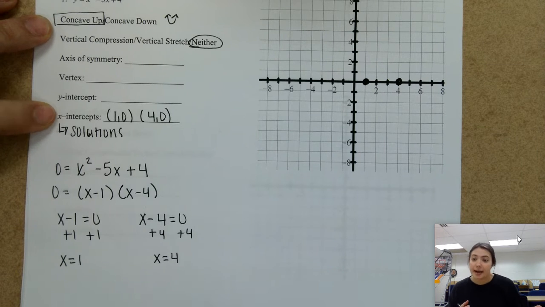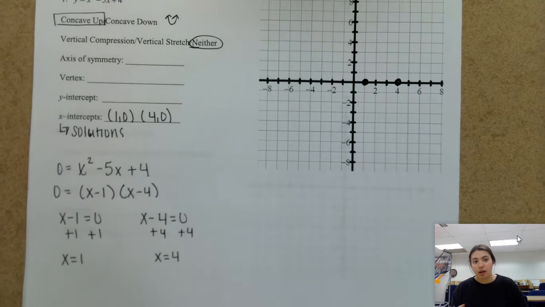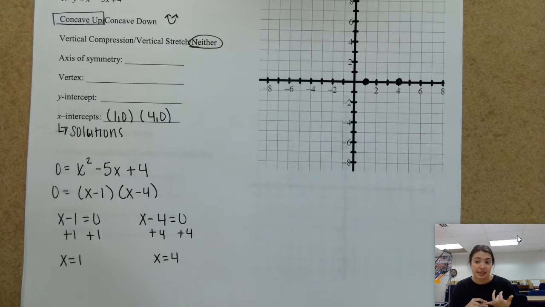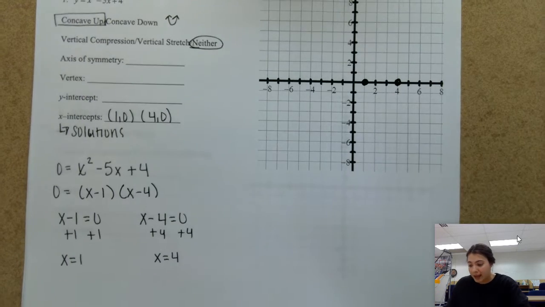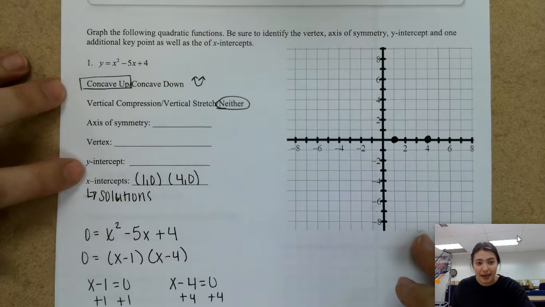So now that we have our x-intercepts, we can go ahead and work together to find our axis of symmetry, and our vertex. However, because our equation is in standard form, there is another question that we can answer right away that doesn't involve very much work at all. And in fact, that is our y-intercept.